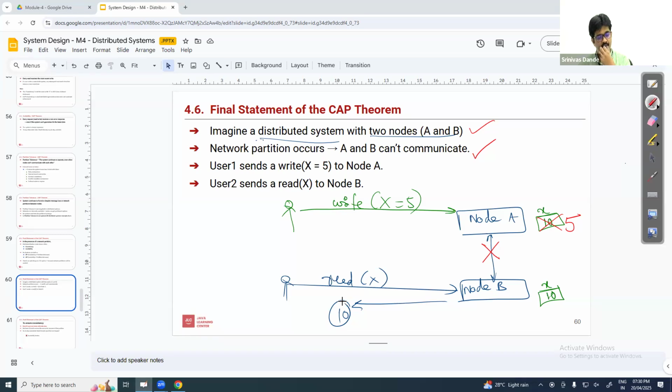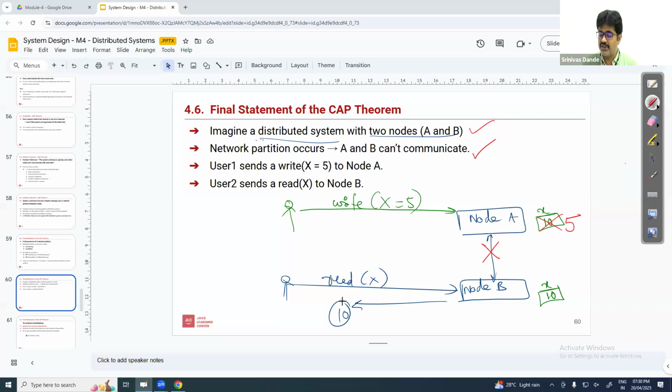No. This is not consistent. But it is still responding or not? It is still responding to the user or not? The system is operating continuously, responding to the user requests, even though there is a network partition, but serving the stale data. So, this is not a consistent system.